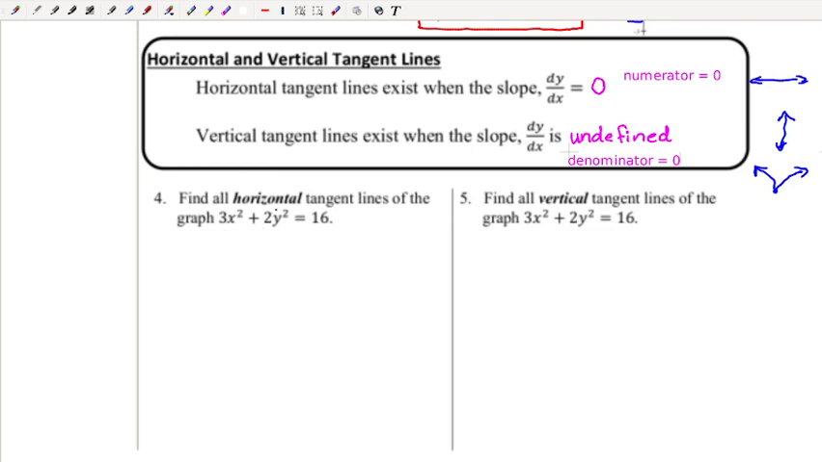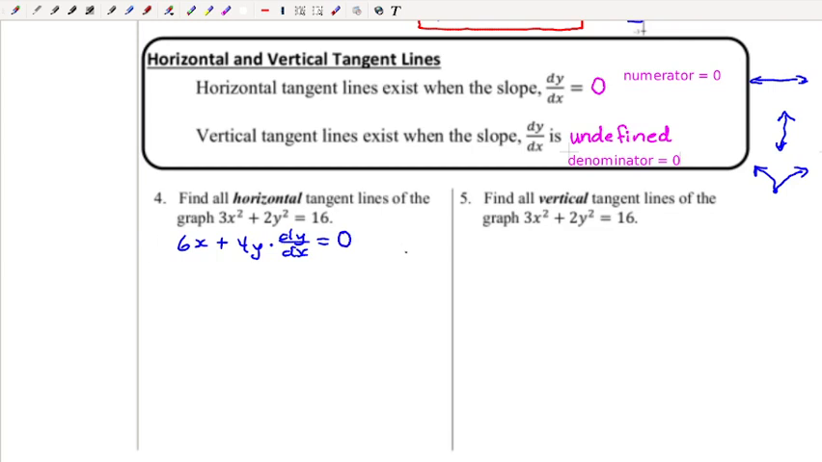So we want to find where the derivative is equal to 0. That's going to tell us where our tangent lines are, and then we've got to figure out what the actual equation is. So I'm going to take the derivative of this. The first one is just straight up power rule: 3 times the 2 is 6x to the 1. Plus 2 comes down, I've got 4y times dy/dx. And that's equal to the derivative of 16. Remember, a constant is going to be 0.